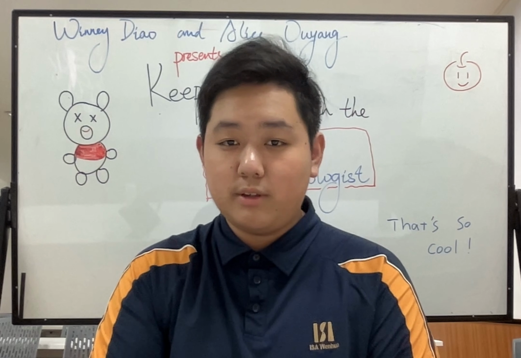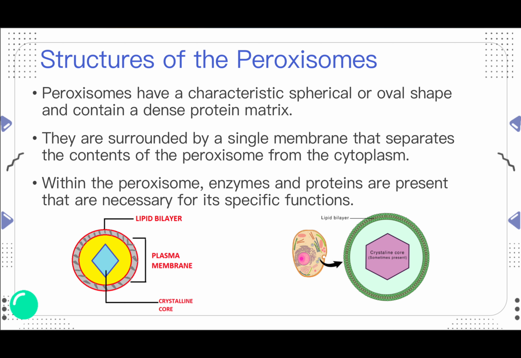And its structure. Peroxisomes have a spherical or oval shape and contain a dense protein matrix. And they're surrounded by a single membrane that separates the content of the peroxisome from the cytoplasm. Within the peroxisome, enzymes and proteins are present that are necessary for its specific functions.